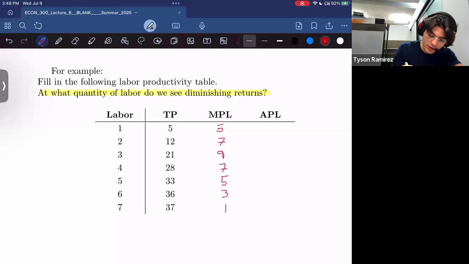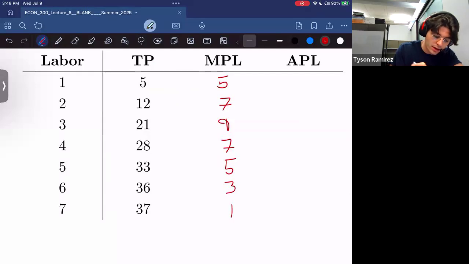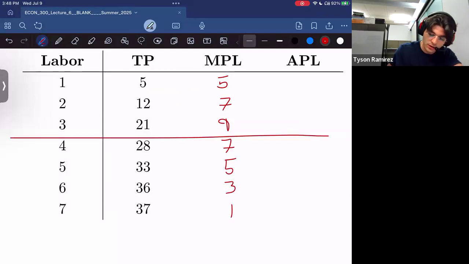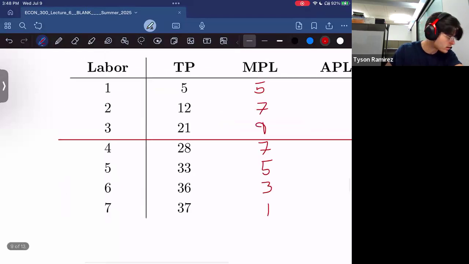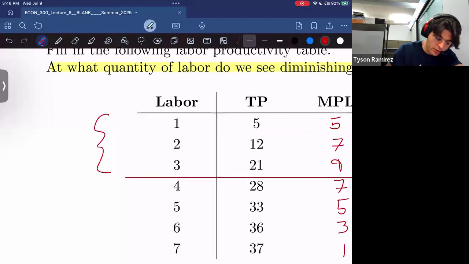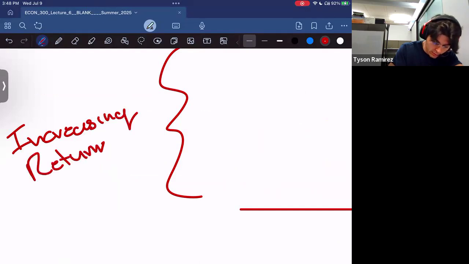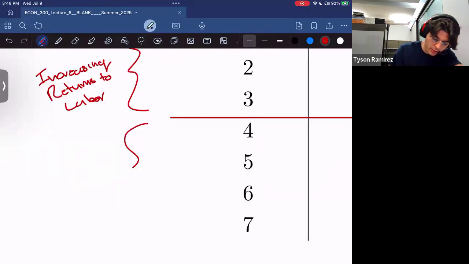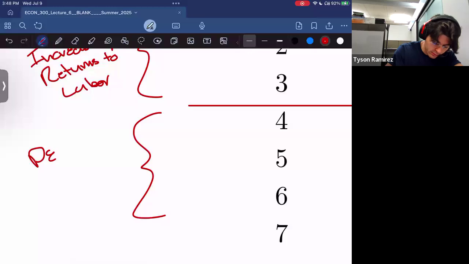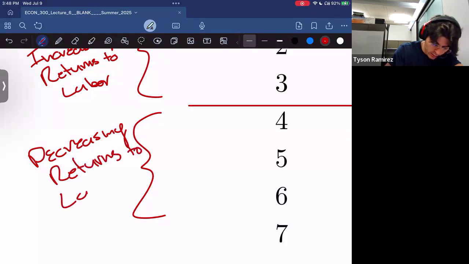So at what quantity do we see diminishing returns? What I mean by that is that we notice, let me put a little divisor here, that from here to here we have increasing returns to labor. Meanwhile, down here, we have decreasing returns to labor.